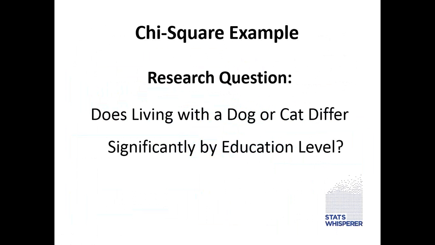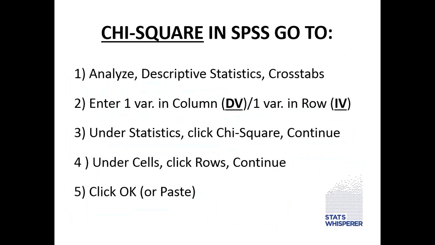Right? So as we said, the research question might be stated as, does living with a dog or a cat differ significantly by education level? There's a couple of ways to do the chi-square in SPSS, and one of them is to go to Analyze, Descriptive Statistics, and Crosstabs, and then put one variable in the column, preferably the dependent variable, and one variable in the row, and perhaps the independent variable.